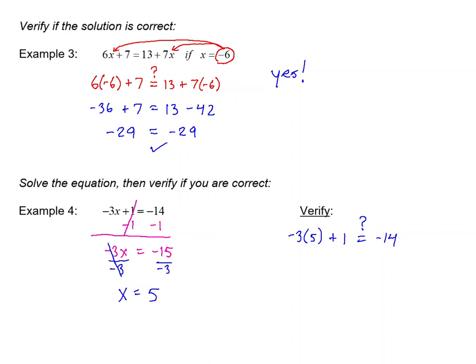Let's see if this works. Negative 3 times 5 is negative 15. Plus 1 is plus 1. There's my equals, there's my negative 14, and it looks like this will work. Negative 15 plus 1 is negative 14, and that's what I have on the other side of the equal sign. So I know that I have verified that this is correct, and that I can circle my final answer.